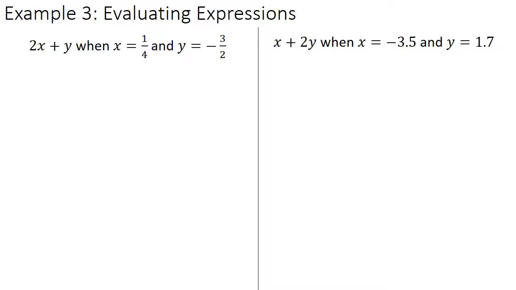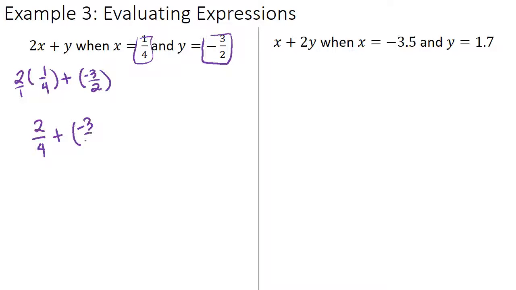For example 3 here, we're going to be evaluating expressions. So our first step in evaluating an expression is to plug in the values of the variables that we now have. So we can do 2 times x, and x has the value of 1/4, so 2 times 1/4, plus y, and y has the value of negative 3 over 2. So we're going to add negative 3 over 2. And when we multiply 2 times 1/4, that's the same as 2 over 1 times 1 over 4. So that's going to be 2 over 4 plus negative 3 over 2.